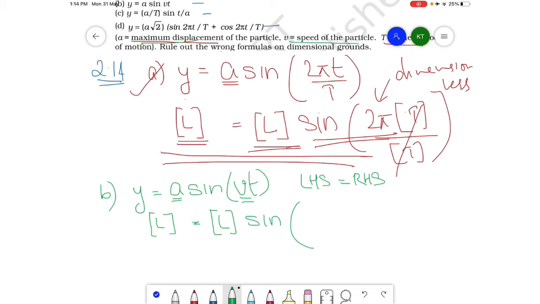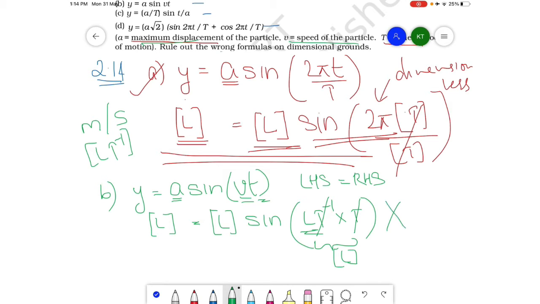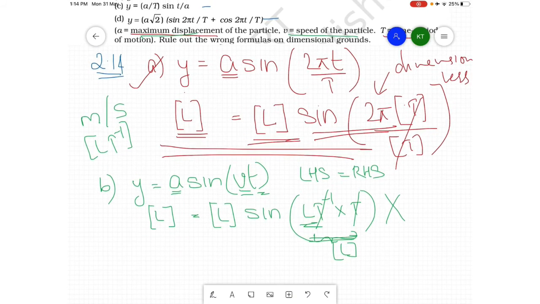v, what is v? v is the speed of light. We know speed is measured in meter per second. Meter is L, second is time, so the dimension is LT raised to minus 1. Multiplying by the dimension of t, which is T, these cancel each other. We get sine of L. The quantity inside the sine should be dimensionless, but we've got a quantity of dimension L. Hence, this equation is wrong. The LHS does not match the RHS. We are not getting sine of a dimensionless quantity. So equation B is wrong.